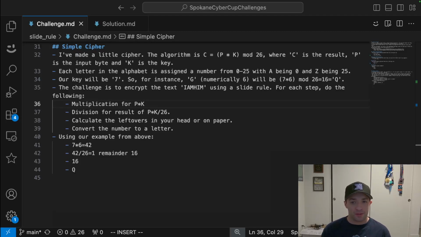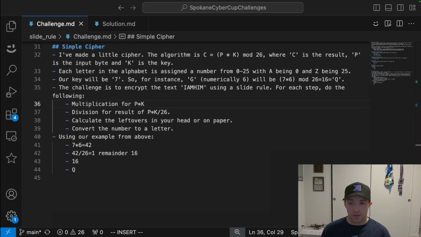So, we'll read the prompt. I've made a little cipher. The algorithm is C equals P times K mod 26, where C is the result, P is the input byte, and K is the key. Each letter in the alphabet is assigned a number from 0 to 25, with A being 0 and Z being 25. Our key will be 7. So, for instance, G, numerically 6, will be 7 times 6 mod 26, and that equals 16, and 16 is equal to Q in this context.